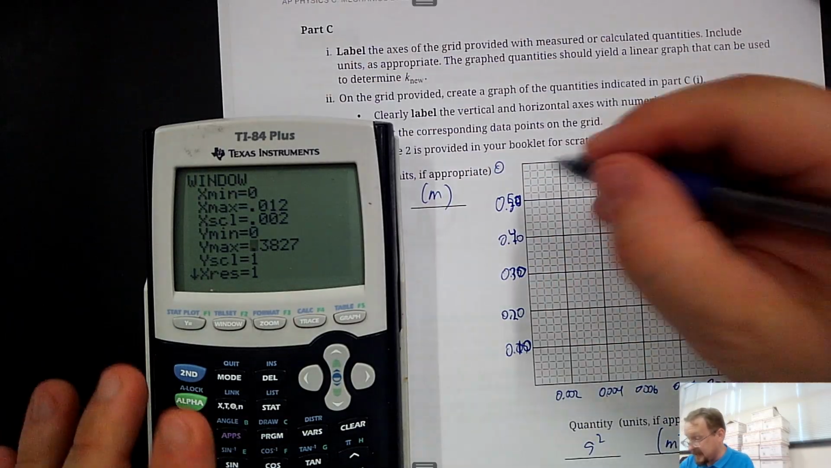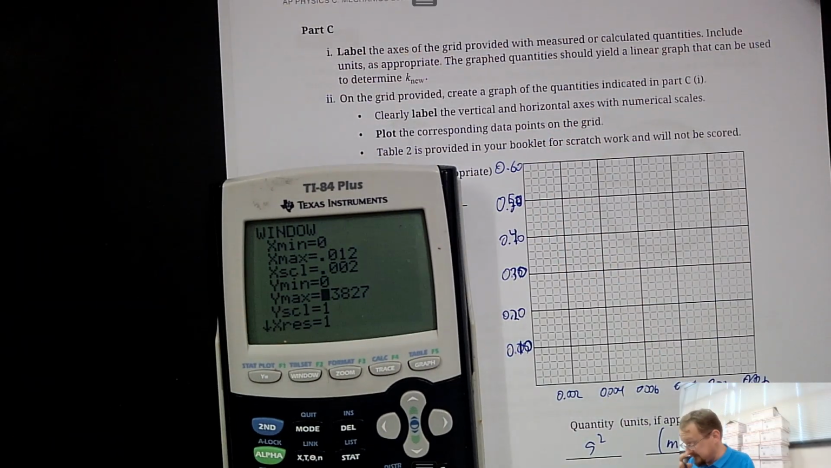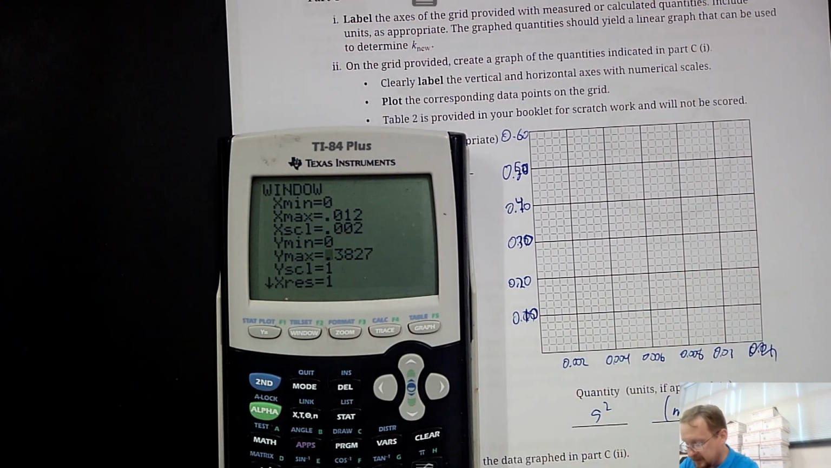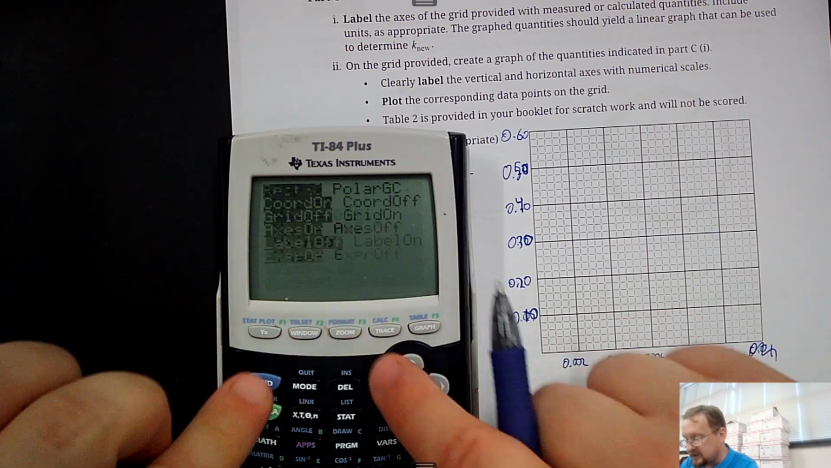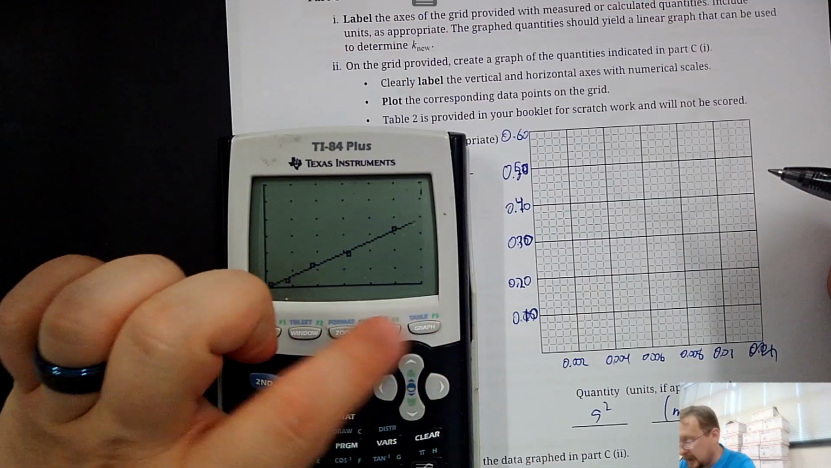Never do your AP exam in pen, but mark real dark. So the y max is 0.6, and the scale is going to be 0.1. Let's just turn the grid on. All right, I'm going to trace.